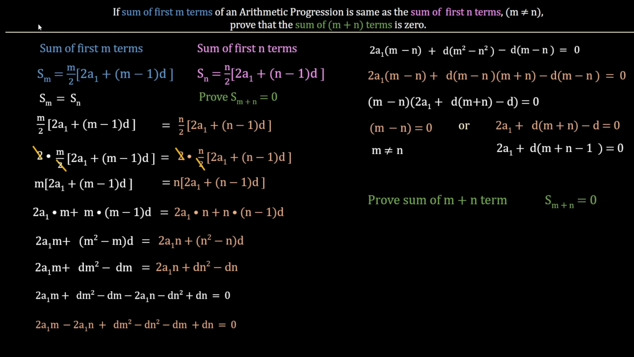For that, let's use the same formula, the sum of the first m terms, and replace m with m plus n. That will make that formula look like this. In this formula, the inner term 2 times a1 plus m plus n minus 1 times d is 0, and we already derived it here. So let's replace this entire term by 0, and that will make this sum of m plus n equal to m plus n divided by 2 times 0. Hence we prove that the sum of m plus n terms is 0.